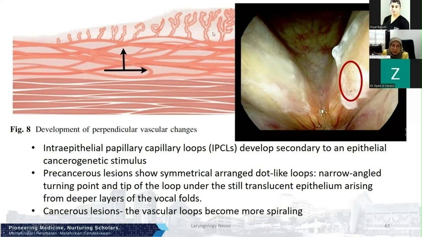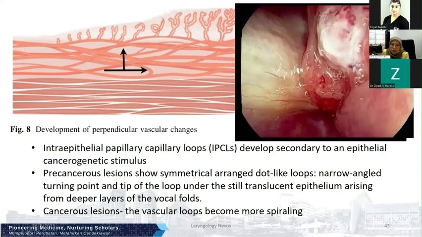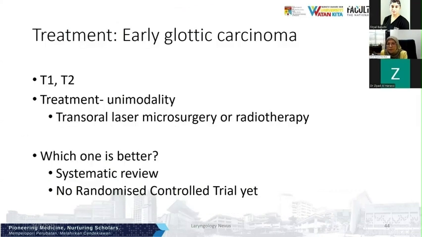Whereas in cancerous lesion, you can see over here, the vascular loops become spiral and worm-like. As shown in this mass of the vocal fold, you can see the worm-like lesion on the surface. This is a perpendicular vessel from the base feeding the tumor, and it shows a spiral-like lesion. A spiral-like vascular pattern.